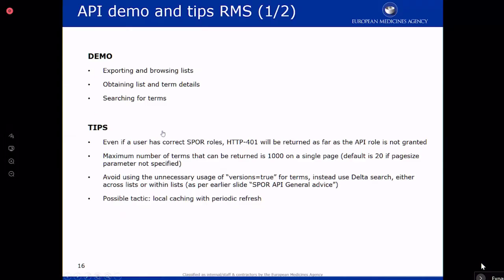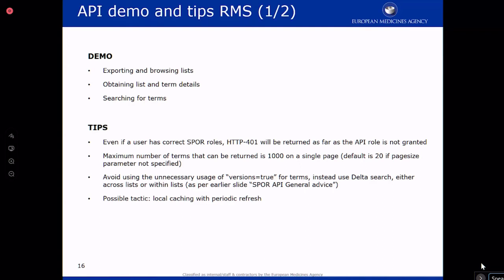I will go back now to the RMS. So again, about RMS, obviously, the main concepts in RMS are lists and terms. And these are where most of the codes are going to be placed for the SPOR API. And I have a list of a few tips, some explanations about how to search, and then again we'll go through some examples of how to construct the API code.